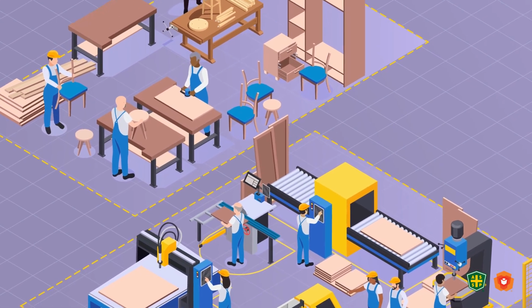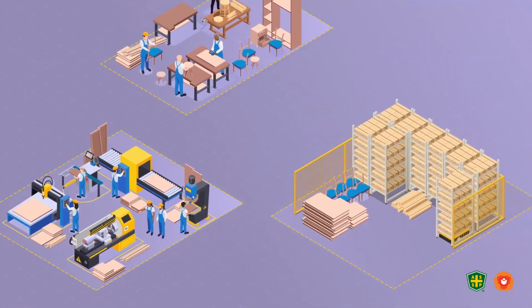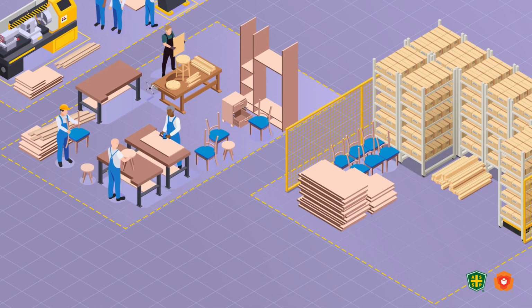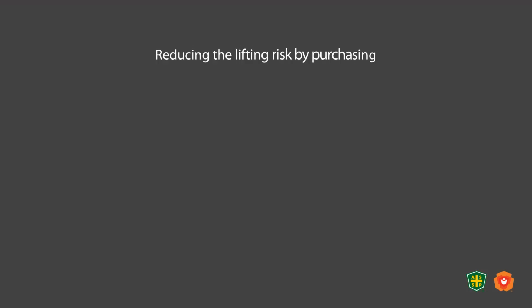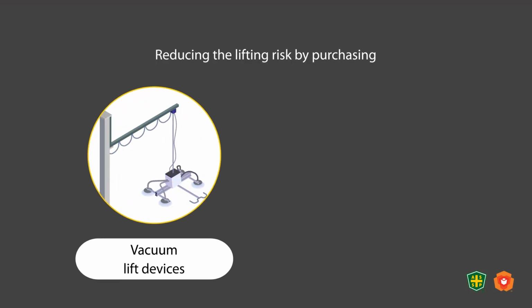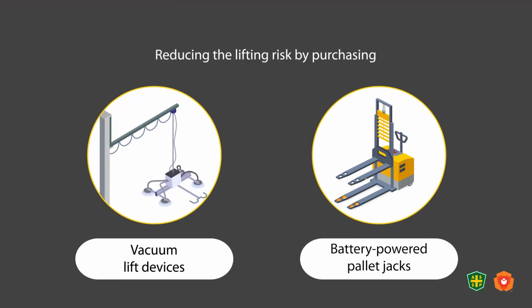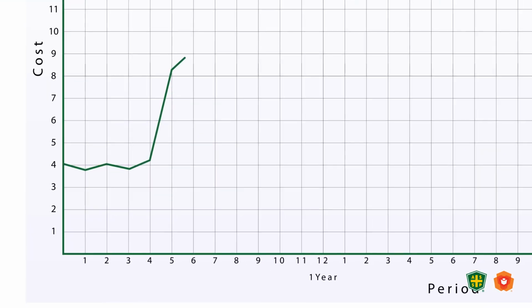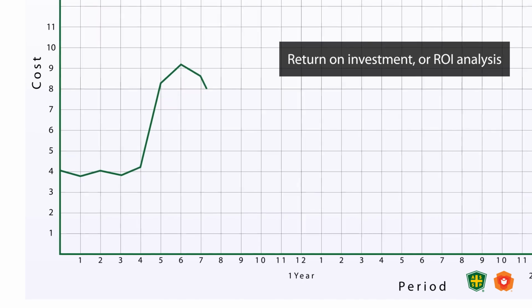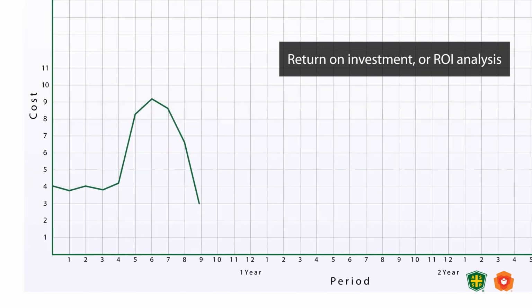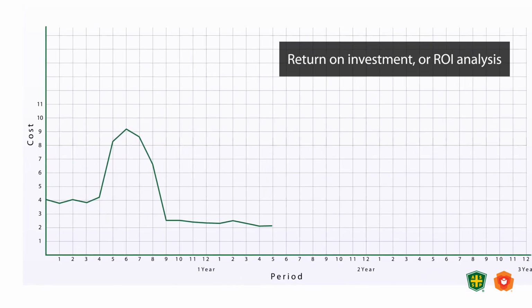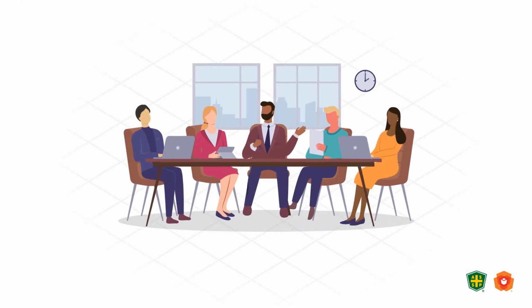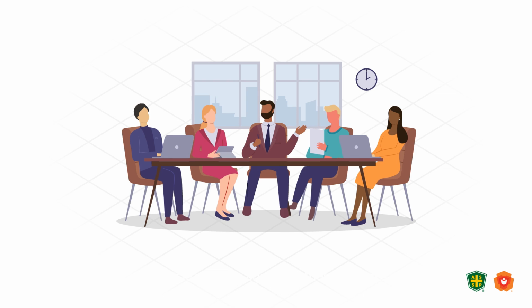Based on their design review, the desk chair assembly area would move to the location where the parts are stored, eliminating the need to move them manually, and reducing the lifting risk by purchasing vacuum lift devices and battery-powered pallet jacks. While this recommended change would cost more money up front, the safety manager used a return on investment, or ROI, analysis and determined the costs of injuries and property damage would be recovered within 3 years. Senior leadership agreed to these changes.